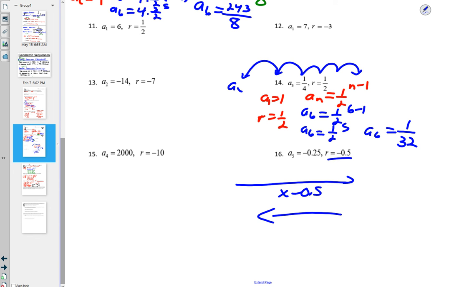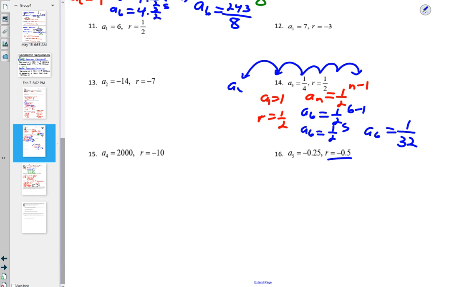I divide by negative 0.5. My calculator, negative 0.25 divided by negative 0.5, tells me positive 0.5. What number in the sequence is that positive 0.5? The fourth. Now let's go back one more, right? Because they started off with the fifth. So now let's go to the fourth.